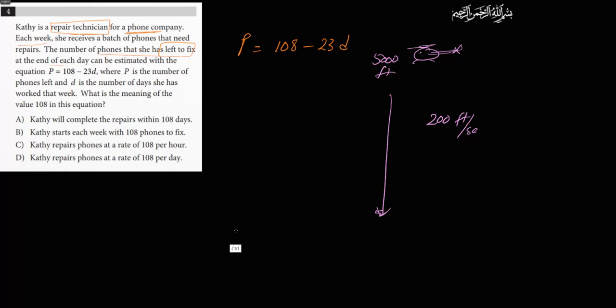So you can answer that question without knowing the nuances and the beauty of this question, that this is a question about a linear function. Kathy will complete repairs in 108 days? No way, it's too slow. Kathy starts each week with 108 phones to fix. That's what it is. So Kathy starts with 108 phones to begin with.